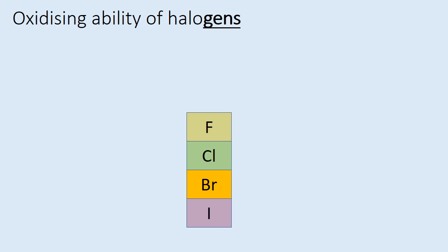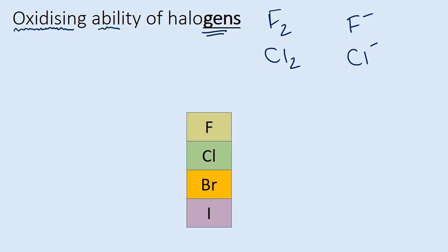First thing we need to do is look at this term oxidizing ability, and I've underlined the halogens here. It's worth remembering that we're looking at the elements. So when we talk about halogens, we talk about the elements, so F2, Cl2, Br2, they exist as diatomic. And when we talk about halides, we're talking about their ions, fluoride, chloride, bromide, etc. So fluorine is F2, fluoride is F-.